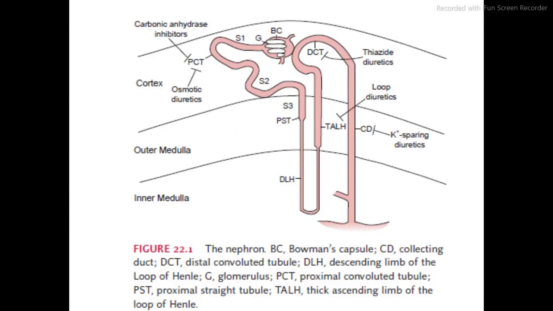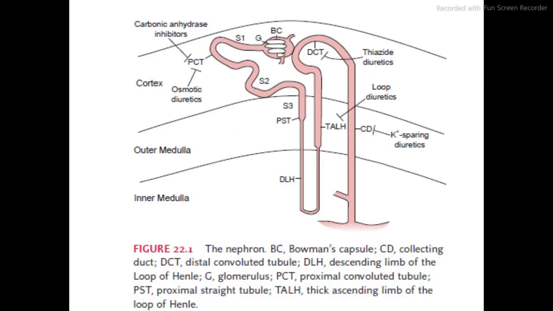Out of these, glucose and the amino acids are completely reabsorbed, whereas 80 to 90% phosphate and 80 to 90% bicarbonate reabsorption takes place at this site. Now the reabsorption of sodium and bicarbonate is facilitated by the enzyme called carbonic anhydrase.